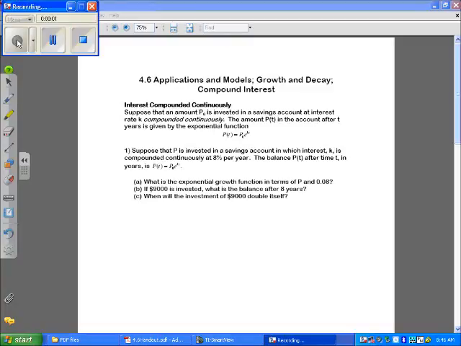We're going to look at section 4.6, applications and models. We're going to look at examples of growth and decay second and compound interest first. Okay, so let's look at the compound interest example for this one.